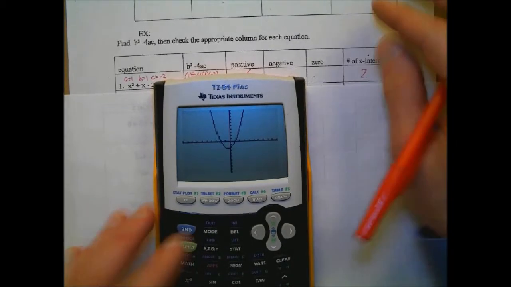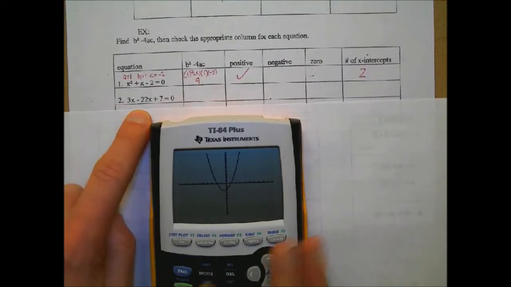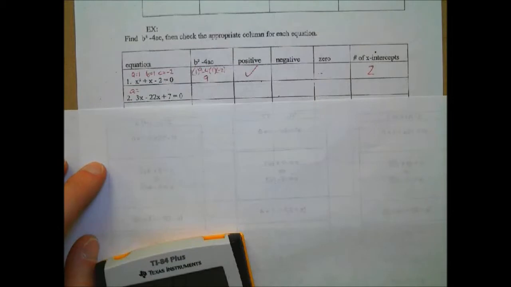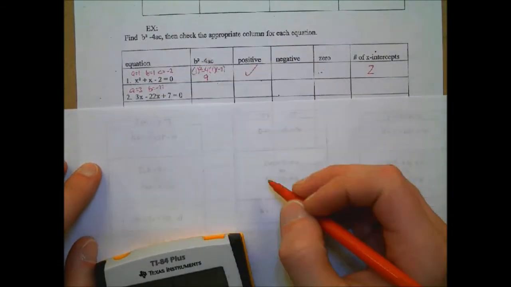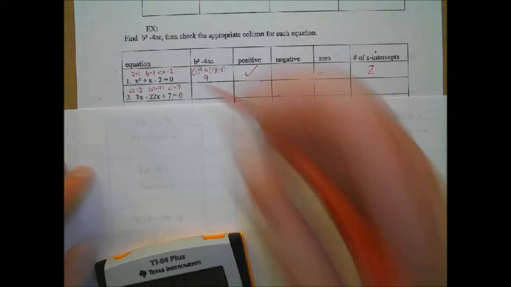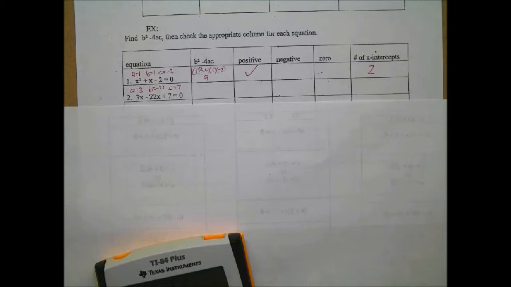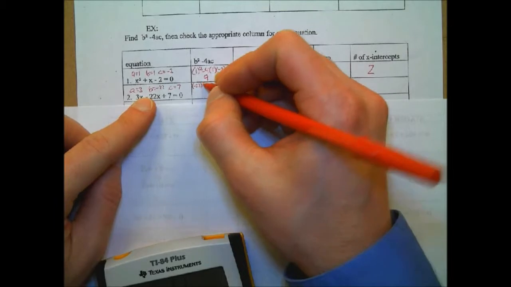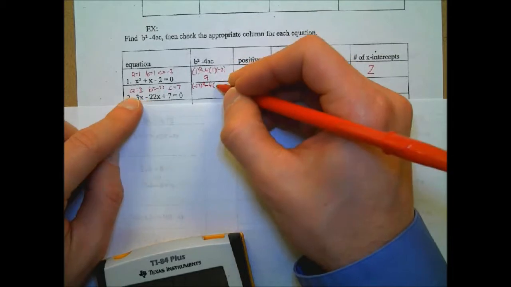All right, let's try another one. This one, again, we'll do the discriminant here. What is our a for number 2? 3. What's our b? Negative 22. And what's our c? 7. And so we'll plug this into our discriminant, again that piece of the quadratic formula. So b squared is going to be negative 22 squared minus 4 times a times c.